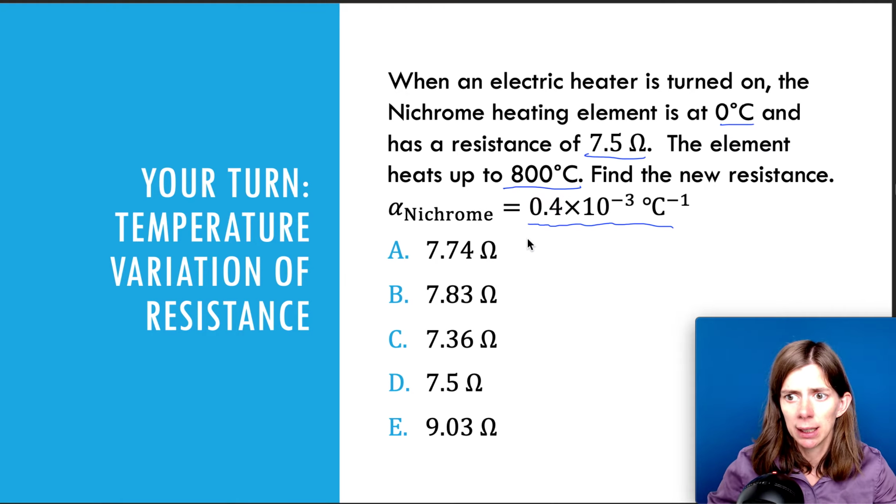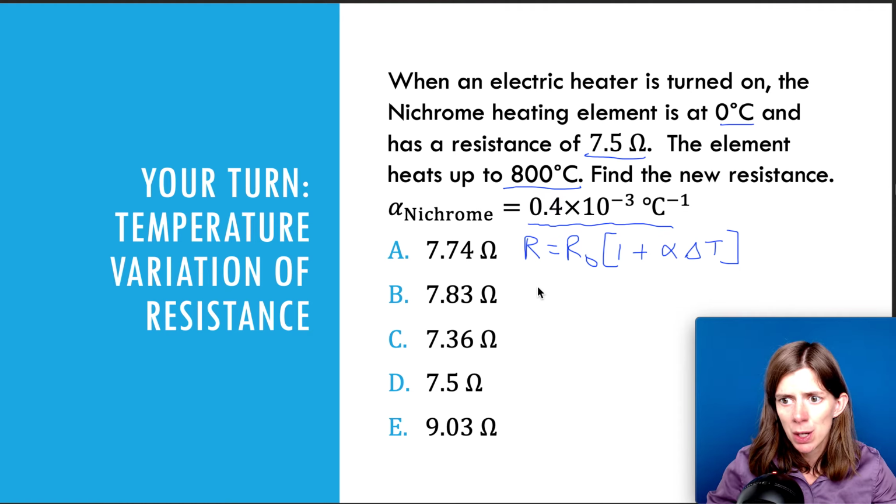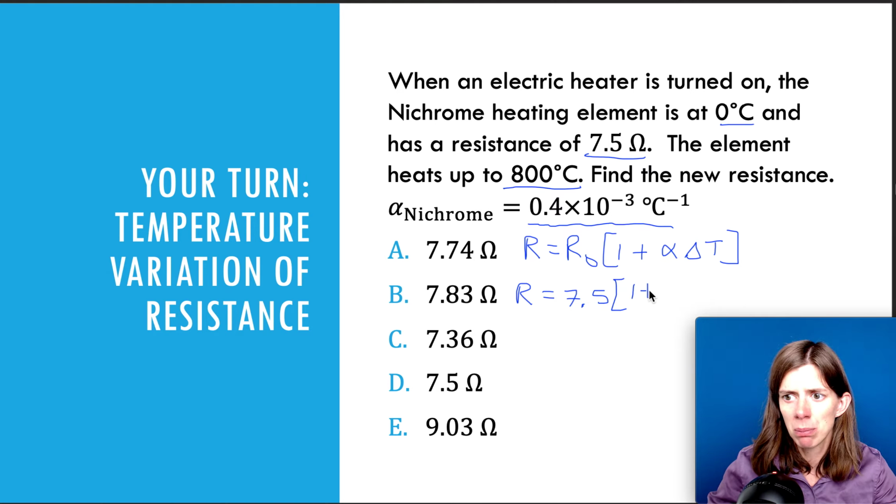Our equation is the resistance equals the original resistance times 1 plus alpha times the change in temperature. So change in temperature is always final minus initial. So we can just plug our numbers in. We have the initial resistance is 7.5 ohms. We're going to multiply that by 1 plus the alpha, which is 0.4 times 10 to the negative 3 times delta T. Final temperature is 800 minus 0, so the change in temperature is 800 degrees Celsius.